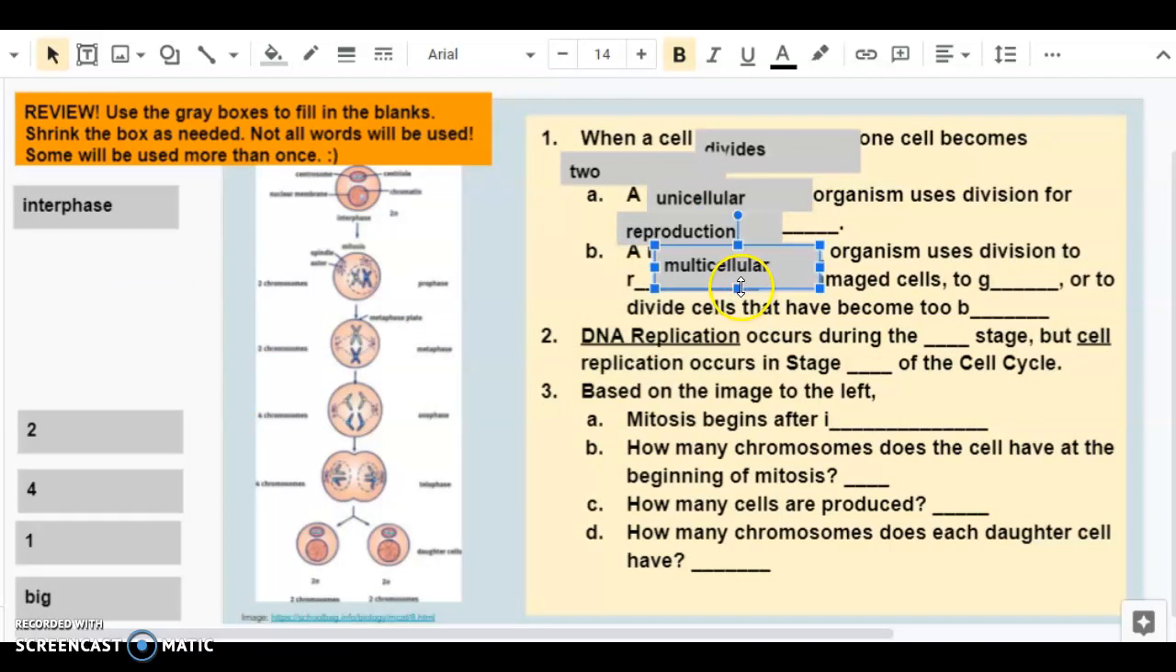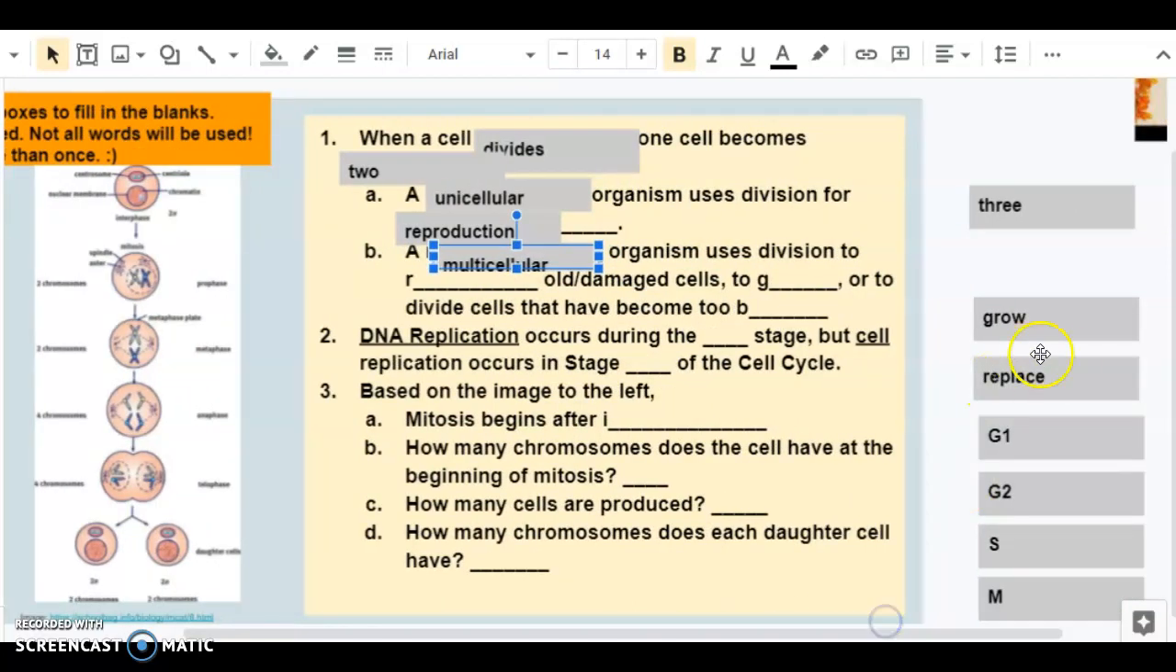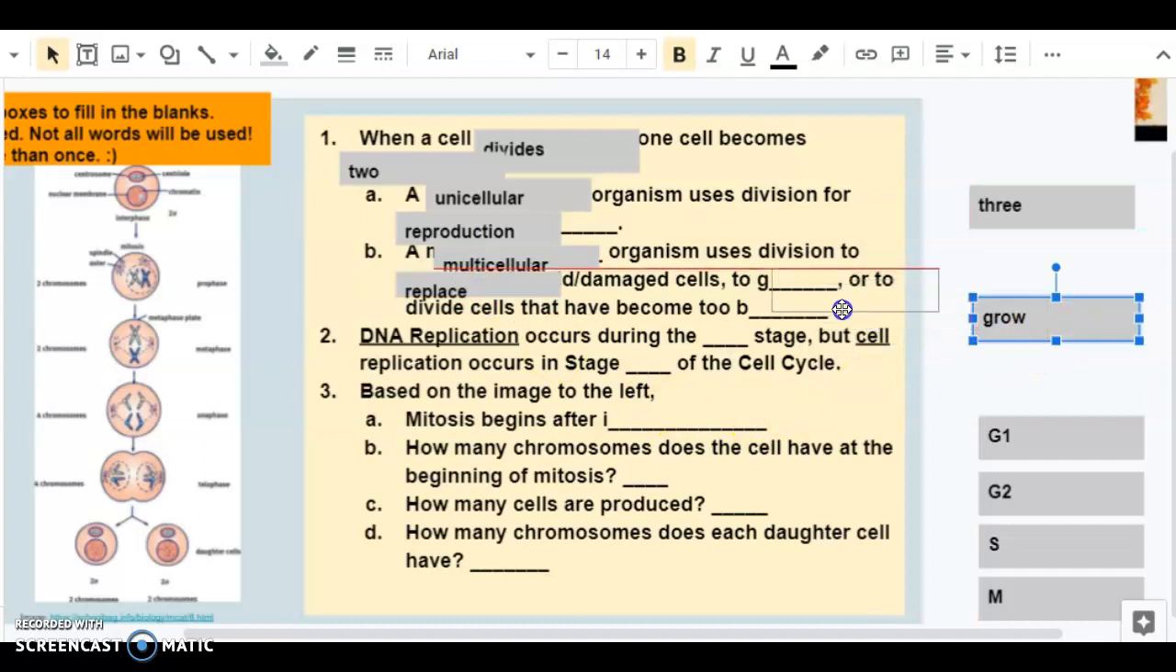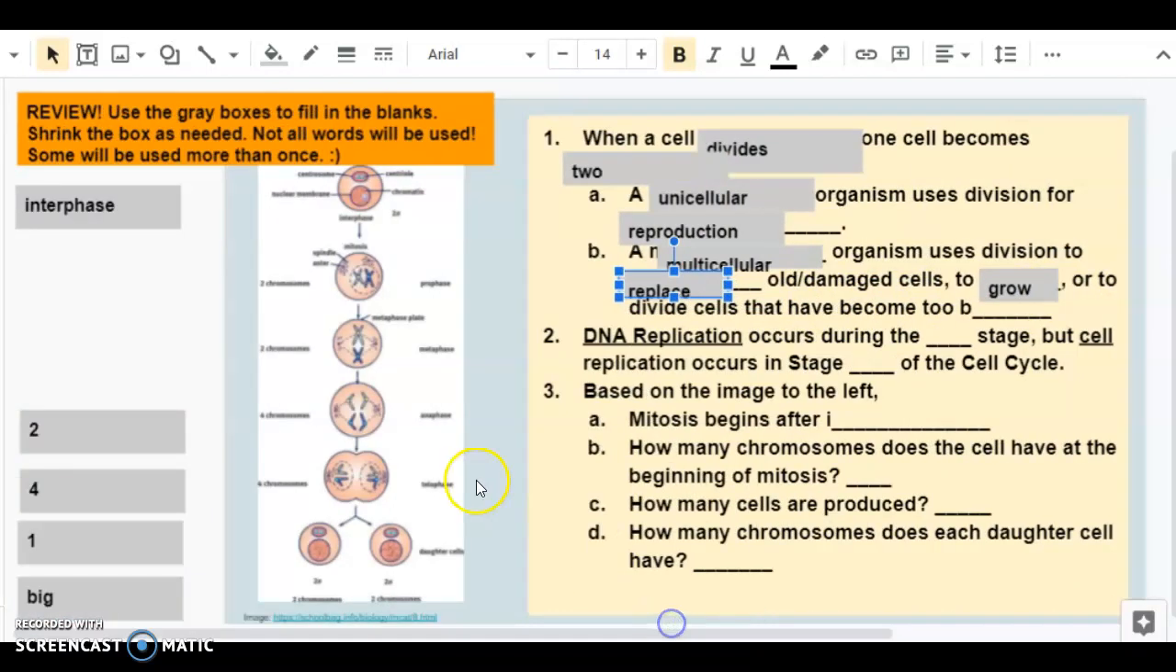A multicellular organism is going to use division to replace old or damaged cells, or to grow as an organism, or to divide cells that have simply become too big, and so they are unable to supply nutrients quickly enough throughout the whole cell.